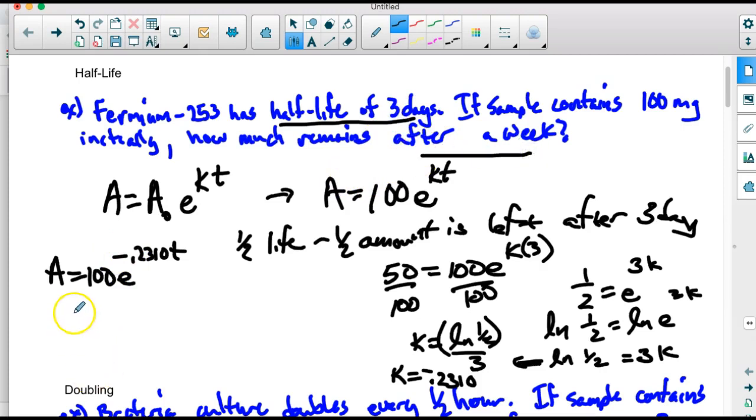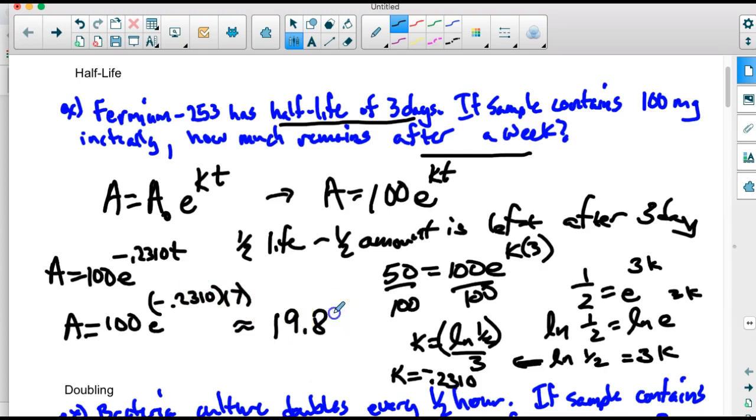We want to know what's going to happen after a week. So now that we have the model, we can just plug in 7 days, because we did this in terms of days. So we put in 7 right here and evaluate that, plugging it into our calculator. That would be 19.85 milligrams after a week.